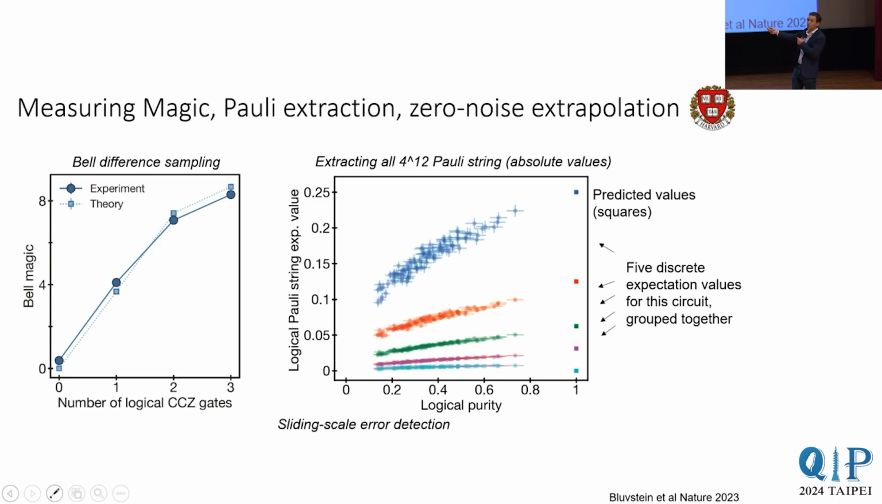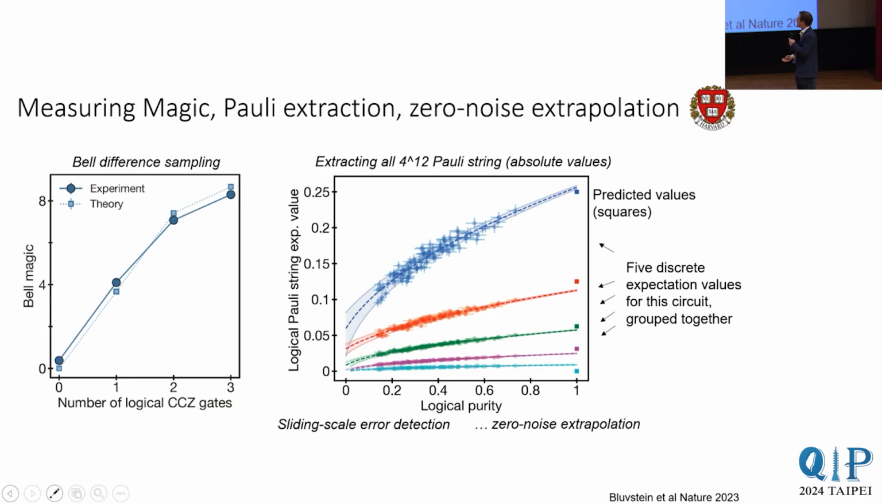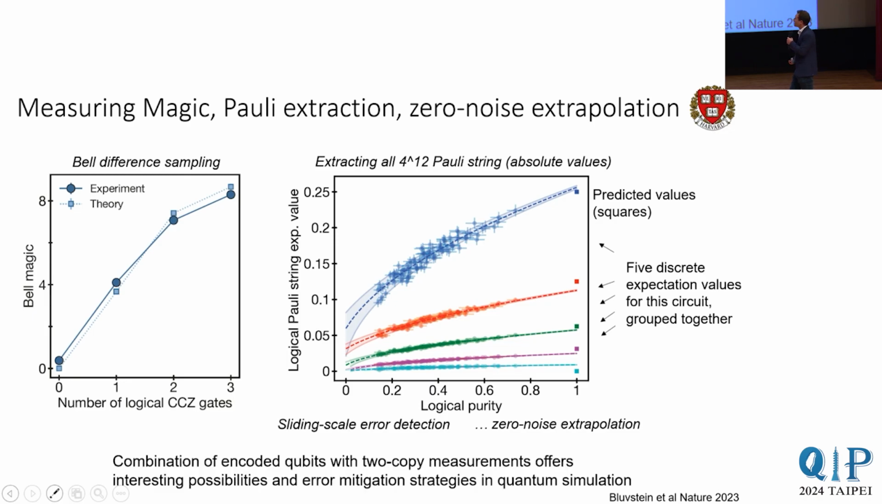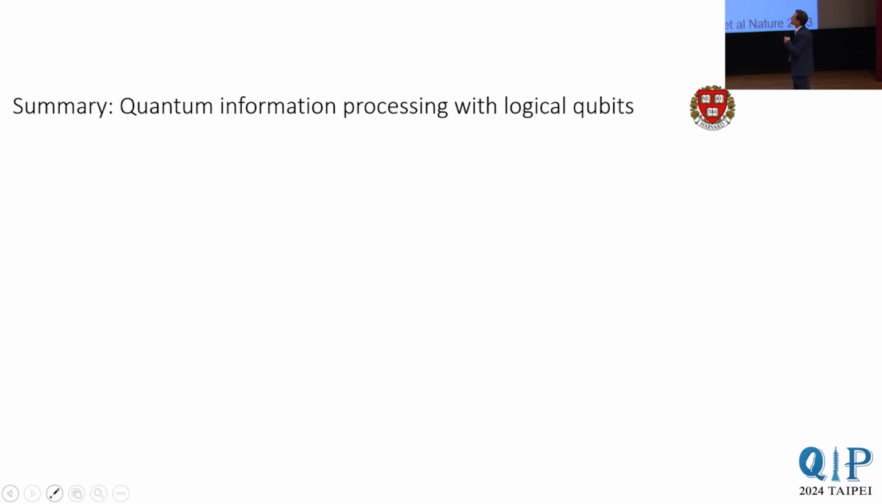There's 5 discrete values here. But actually, quite interestingly, we can do this sliding scale error detection, which reduces our purity and reduces our Pauli string expectation value, and then do an intrinsic zero noise extrapolation, all using just this one data set. So there are pretty rich things to start exploring with these encoded qubits.